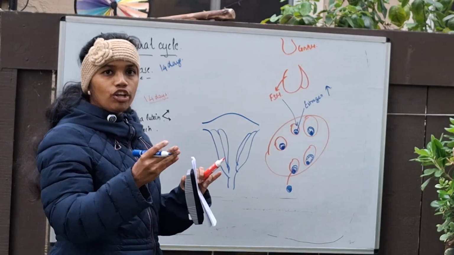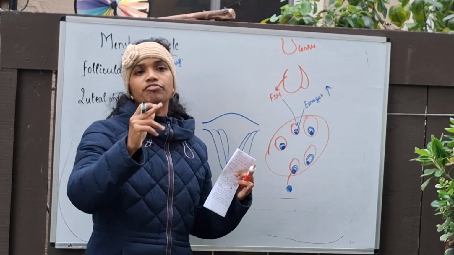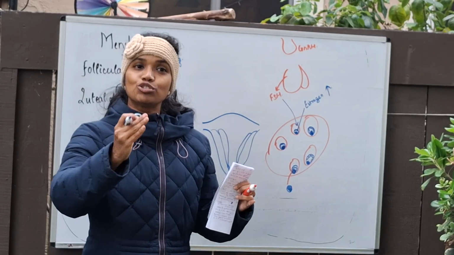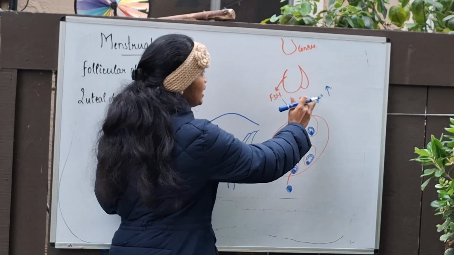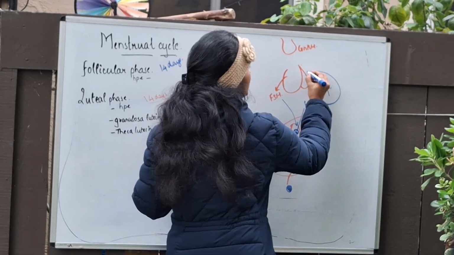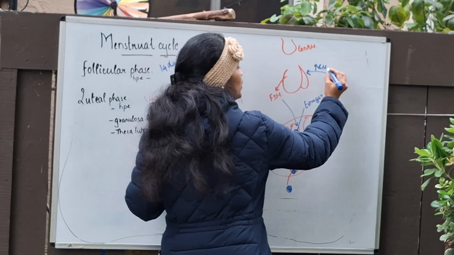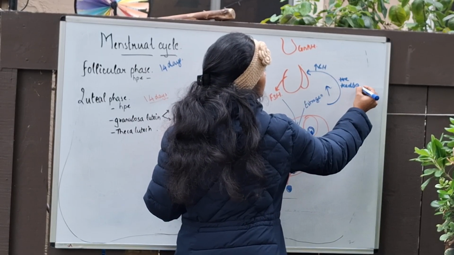By the end of the follicular phase, the estrogen will be so high and it results in a positive feedback. What is a positive feedback? When something is increasing, it is supposed to decrease that which is stimulating, right? But here the increased estrogen is going to increase the LH. Instead of decreasing, it will increase the LH. This is the positive feedback.